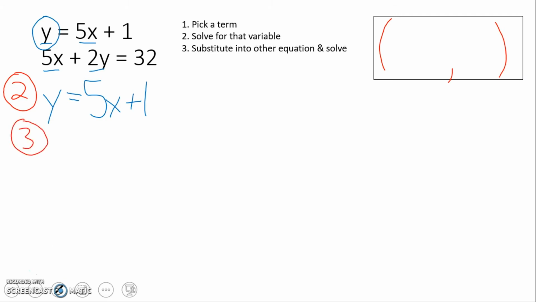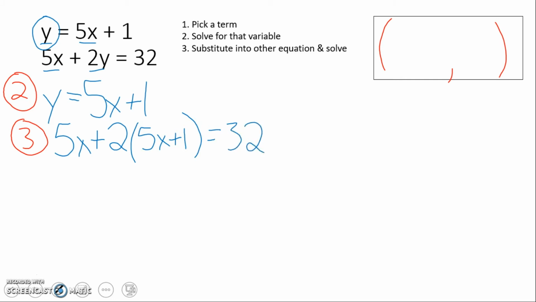And that step is going to be to take the other equation and we're going to substitute in the expression that we know for y. So we're going to have 5x plus 2. Now instead of a y, we're going to write that expression 5x plus 1 because y and that expression are equal.